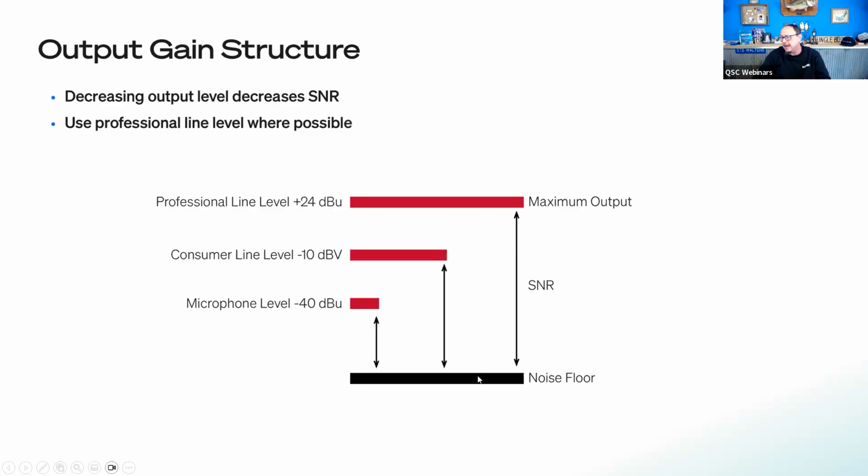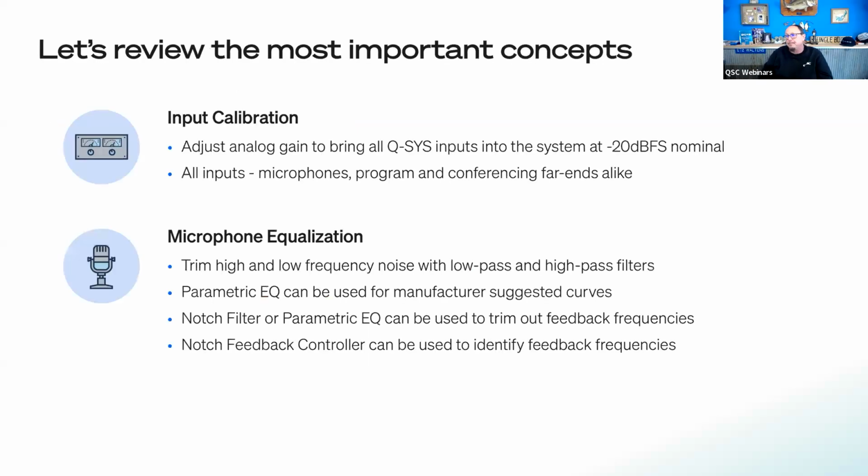Let's just say this is at -80 dBu. So we've got 104 dB of headroom. Here we only end up with, if we go 10 down, almost -70. And then here you've got -40. So you just don't have as much signal to noise ratio, right? So you just want to use professional line level whenever possible.